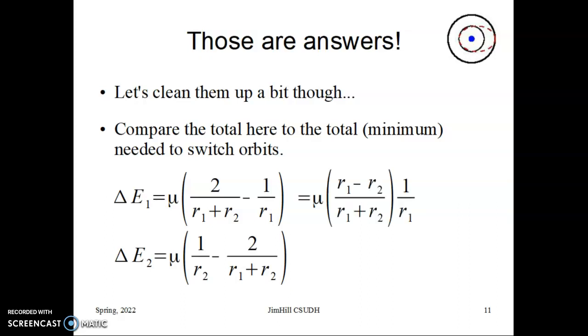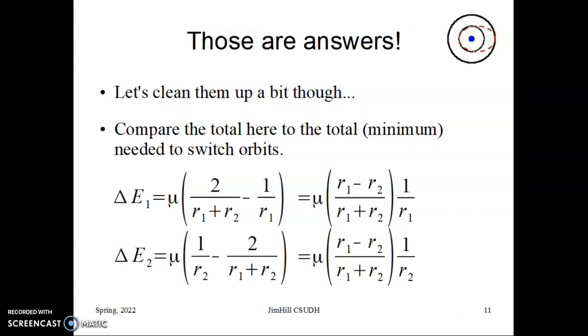So in cleaning up, I just get a common denominator, I factor things out, and I've got the same first factor there. After mu, I've got R1 minus R2 over the sum, so the difference over the sum. But in the first case, the amount of energy I add is proportional to 1 over the first orbit, and in the second case, 1 over the second orbit. Second orbit is larger, that means I'm adding less energy the second time, which you may have guessed with some physical intuition, but you don't need to. That's what the algebra gives us.